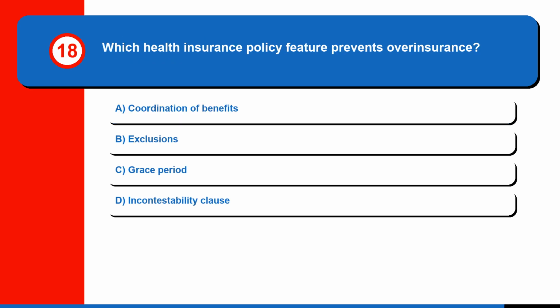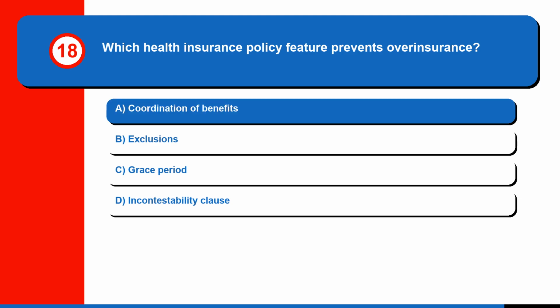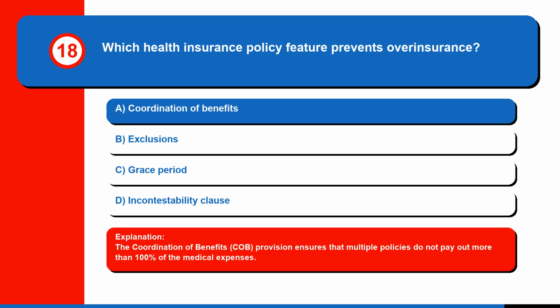Question 18. Which health insurance policy feature prevents overinsurance? A. Coordination of benefits, B. Exclusions, C. Grace period, or D. Incontestability clause. The correct answer is A. Coordination of benefits. The coordination of benefits, COB, provision ensures that multiple policies do not pay out more than 100% of the medical expenses.